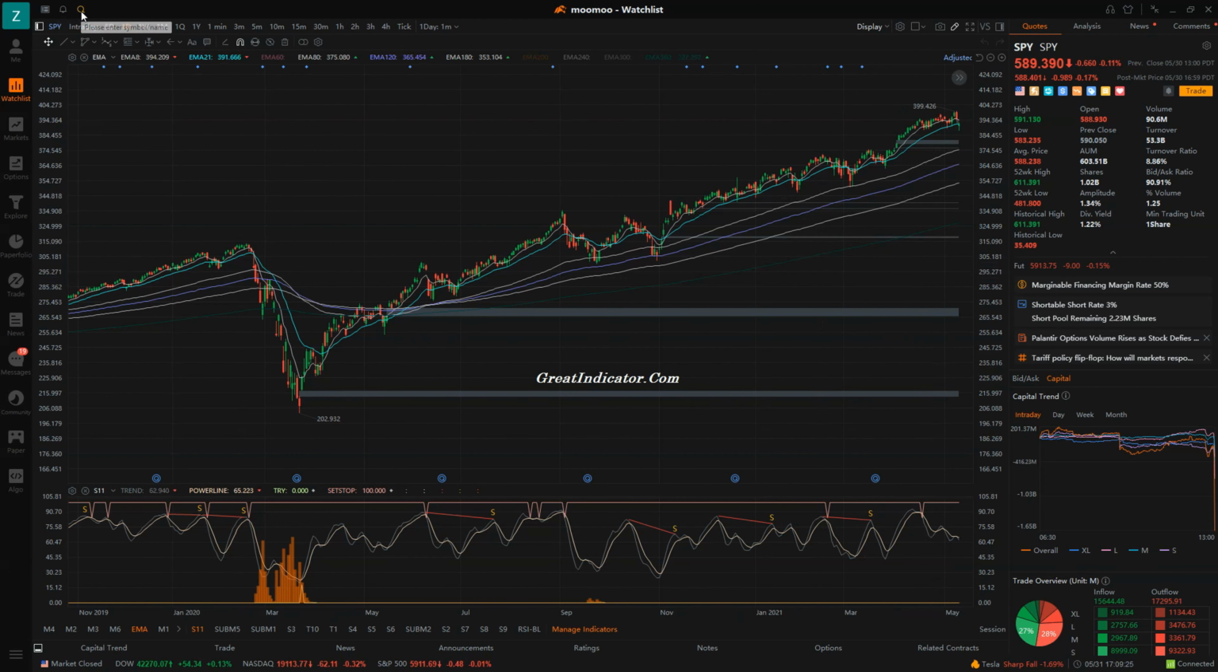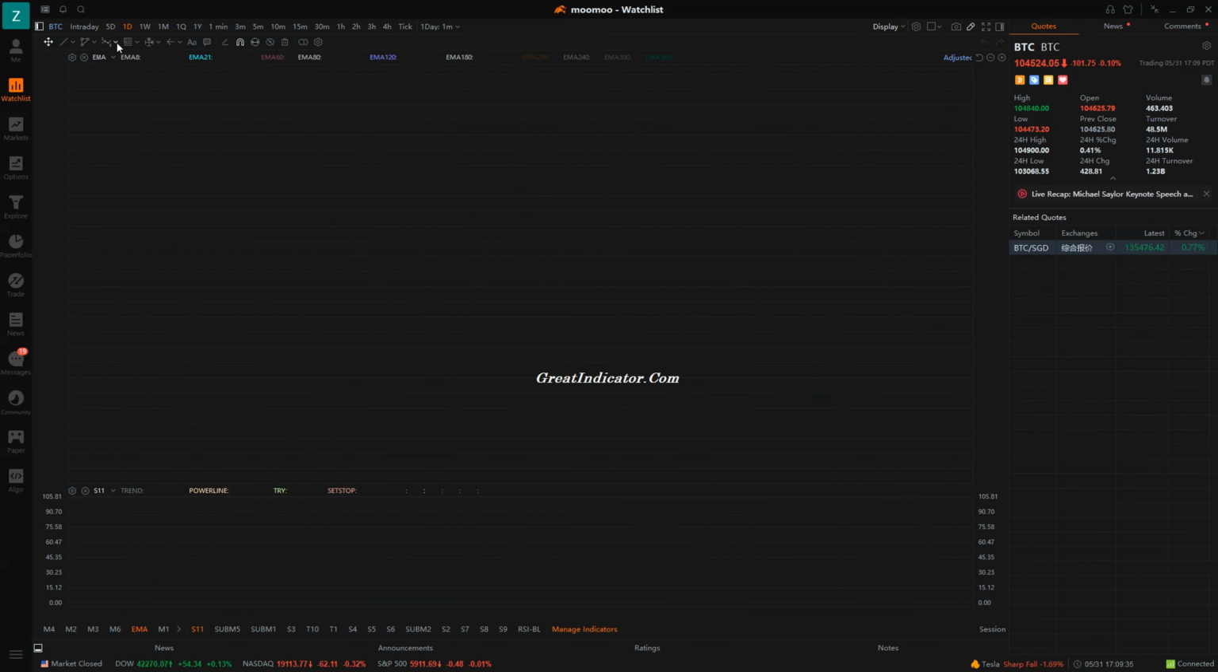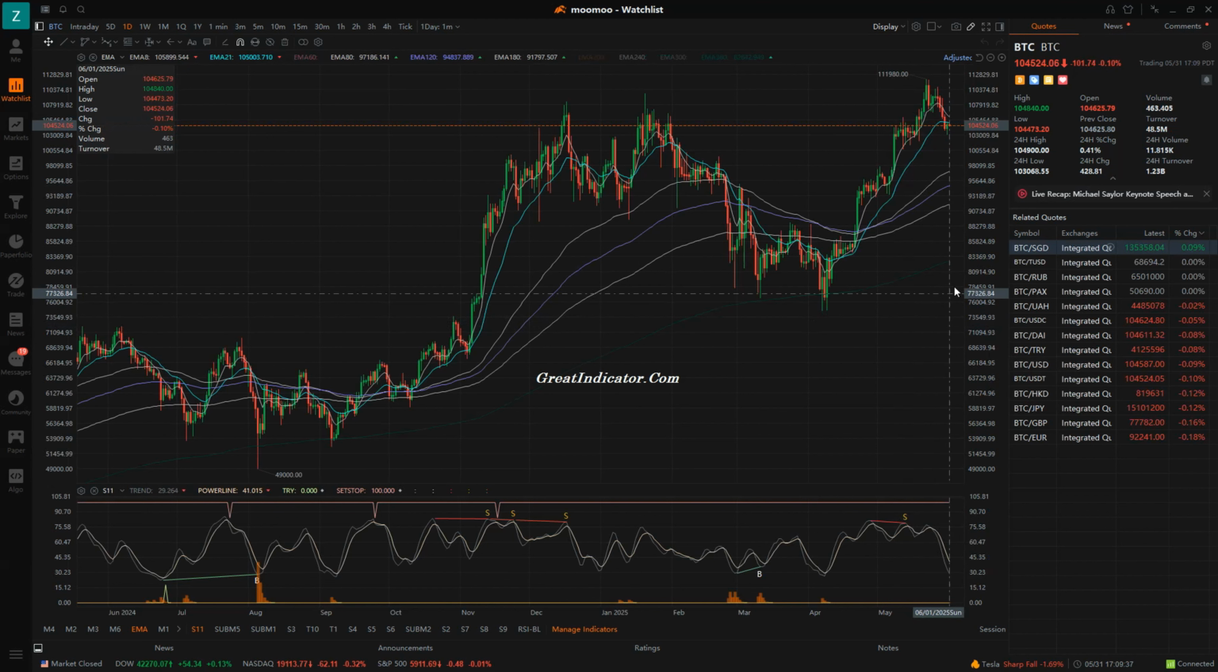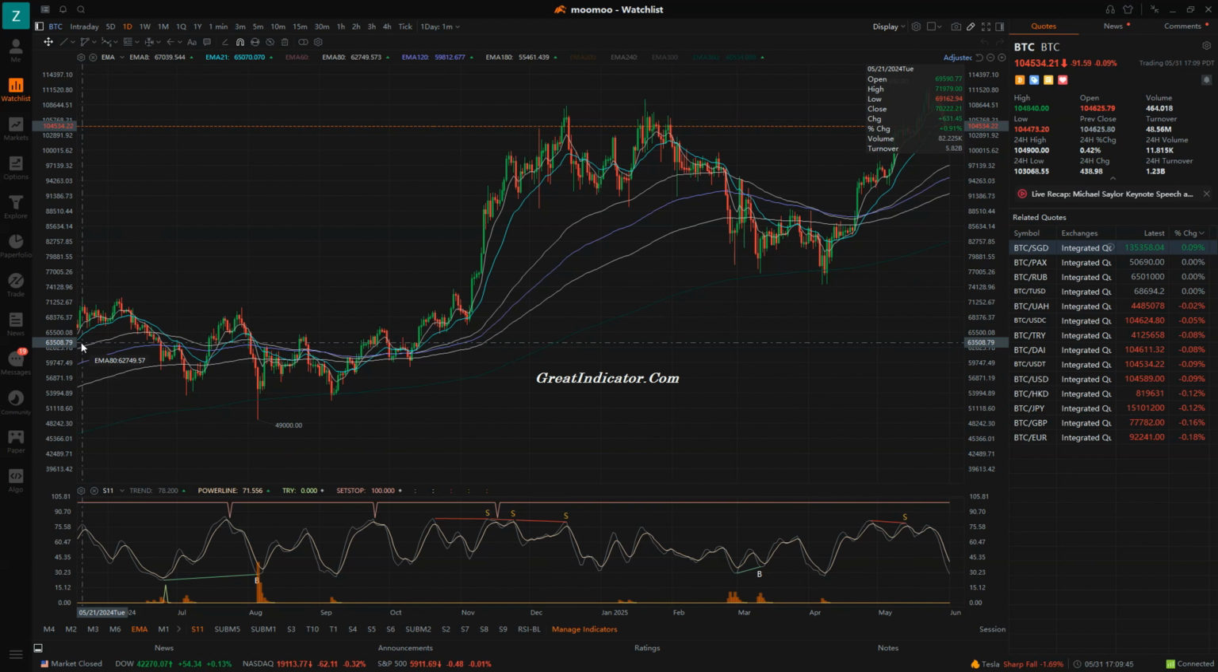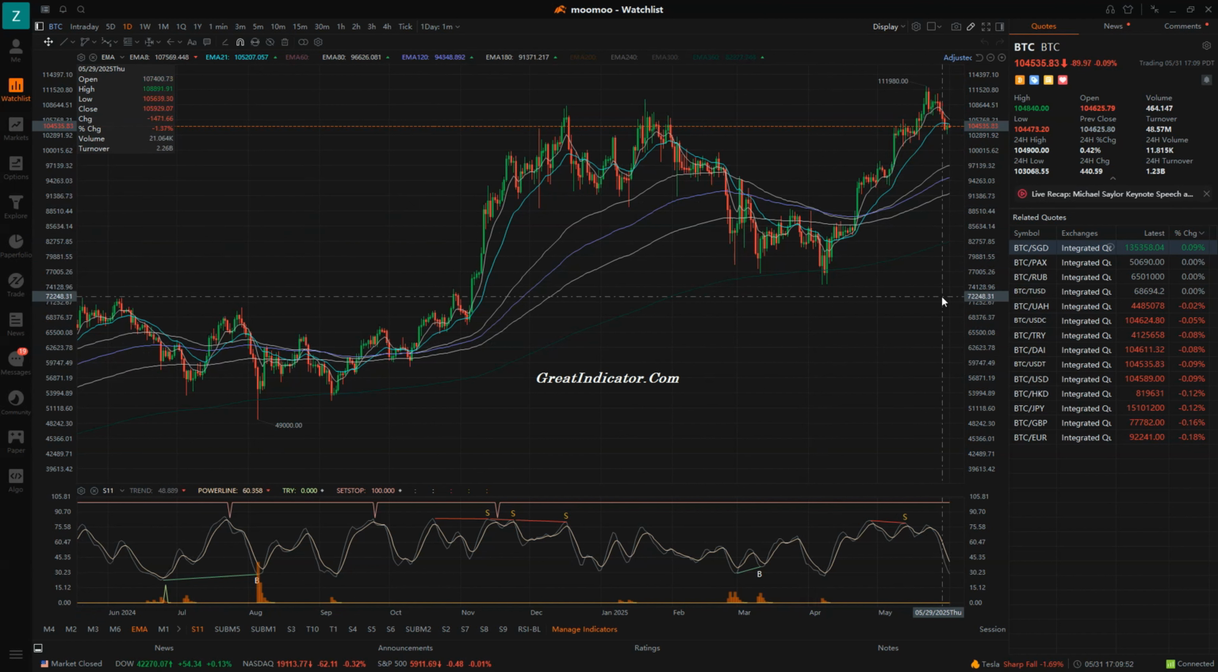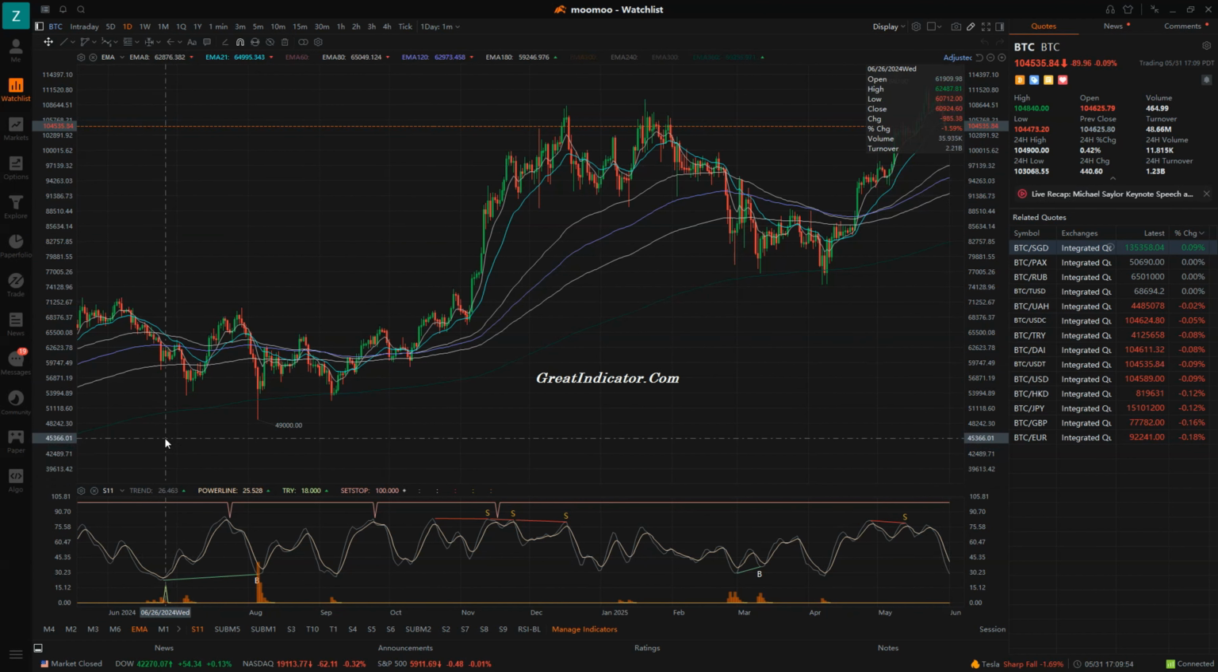Okay, let's take a look at this indicator's performance on other targets. Let's look at its performance on Bitcoin, from May to the present. Let's take a look. On June 26th, 2024 and August 6th, 2024, on these two days, there were buy signals.